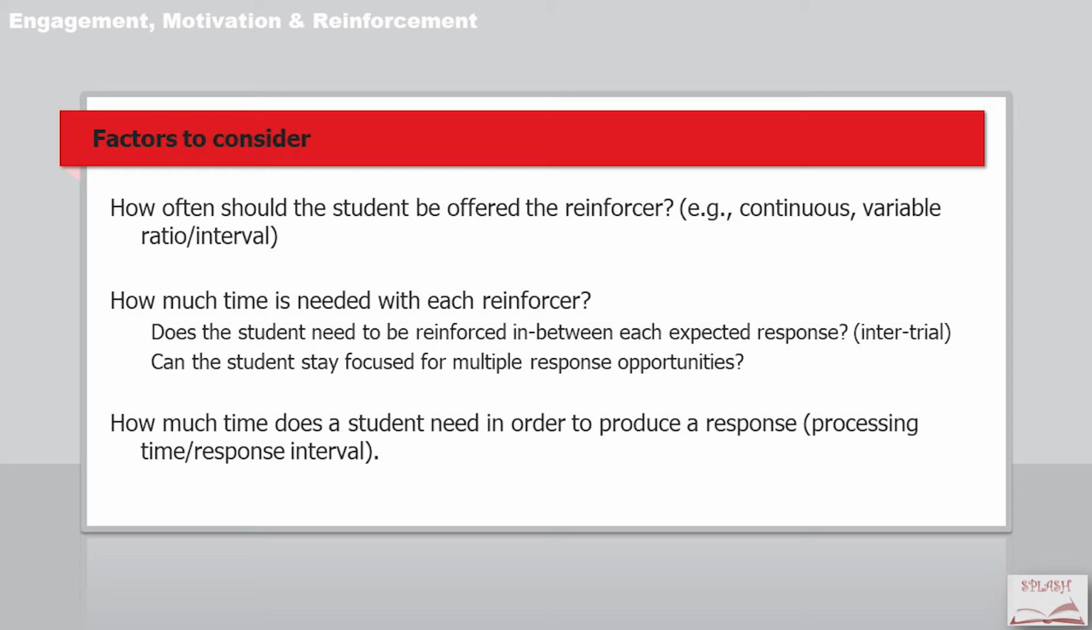Factors to consider. How often should the student be offered the reinforcer? Continuous, variable ratio, variable interval. How much time is needed with each reinforcer? Does the student need to be reinforced in between each expected response or intertrial? Can the student stay focused for multiple response opportunities? How much time does a student need in order to produce a response? This is processing time or response interval.